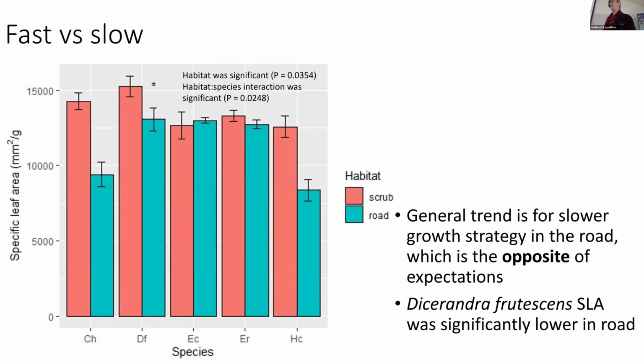So speaking of this fast versus slow gradient that I spoke of earlier, we saw that habitat is a significant predictor. Also the species-habitat interaction is significant. So different species are responding to different habitats in different ways. We see some are just about the same in scrub versus road. Dicerandra in particular has a lower SLA in the roads, which means we're actually seeing a slower growth strategy in the roads, which is the opposite of what we had anticipated. There could be a number of reasons for this, but it's all hypothetical for now.